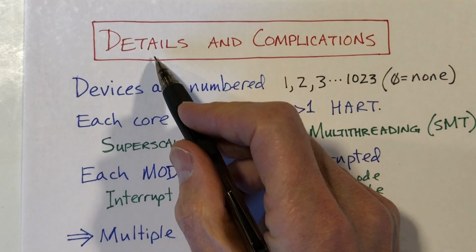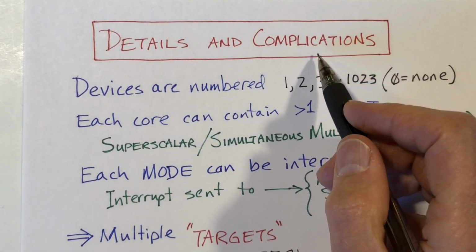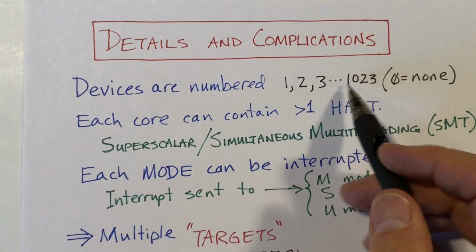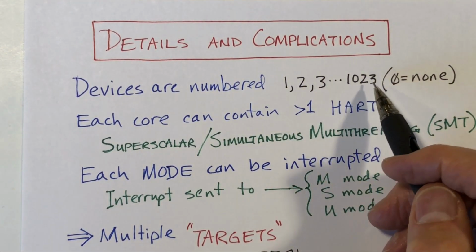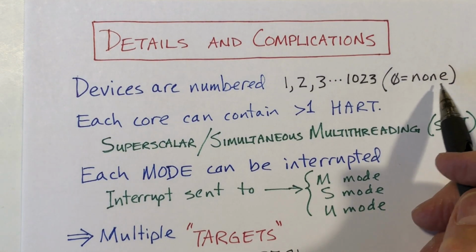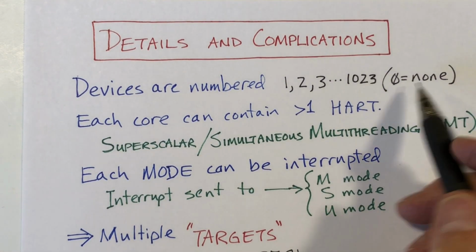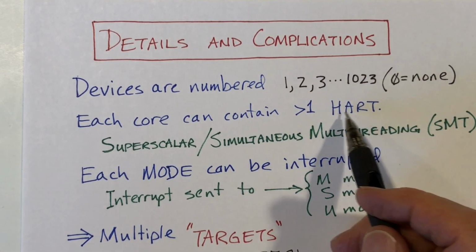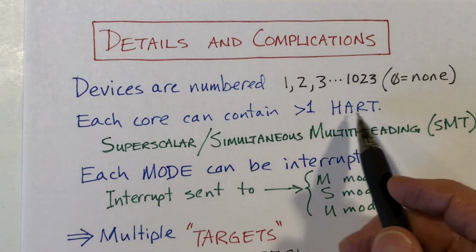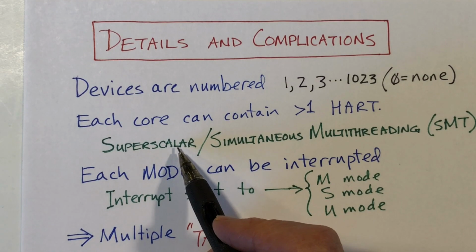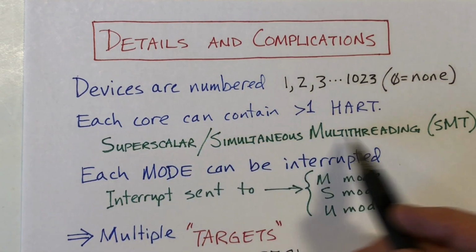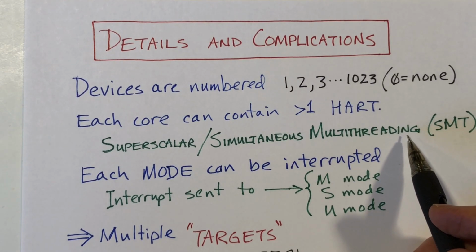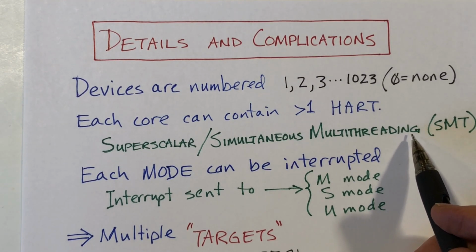Next, let's get into some of the details and complications that arise with the plic. First of all, devices are numbered starting at 1 and going up to 1023. The number 0 is used for no device at all. Next, each core can contain more than one hart, or hardware thread. The core might be a superscalar core, or sometimes we say simultaneous multi-threading. And the idea is the core is running 2 threads simultaneously.